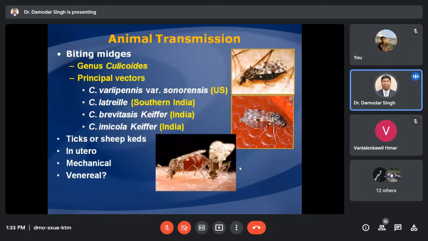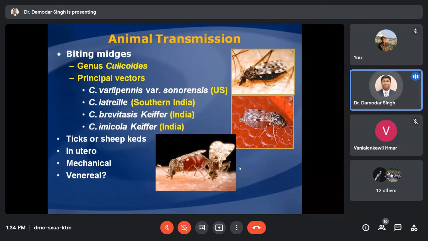Then coming to transmission, the animal transmission. Mostly it can be transmitted by biting midges of the genus Culicoides. There are some principal vector species of this Culicoides, as I have listed out here, according to different geographical locations in the United States, southern India, and other parts of India. Other than these biting midges, sometimes the ticks as well as the sheep keds can also transmit this infection and this virus.